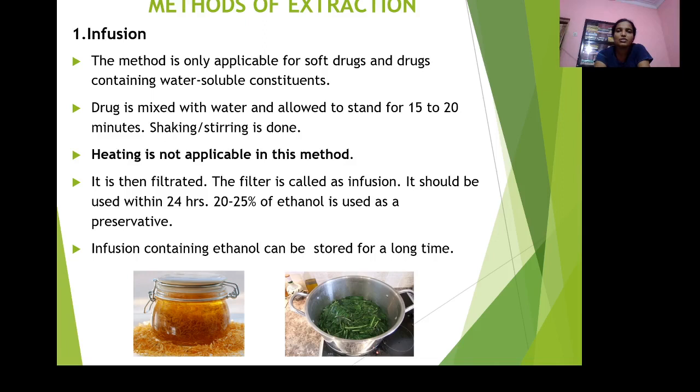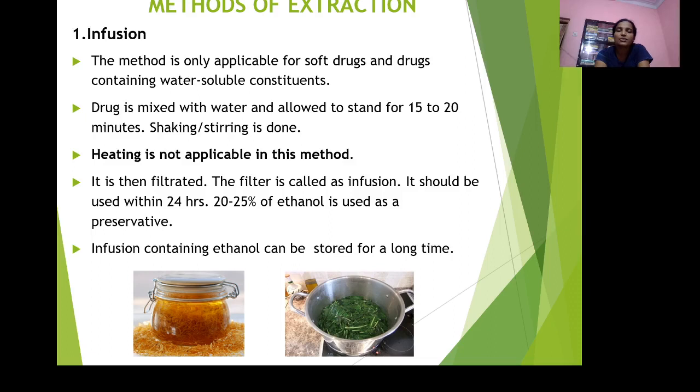Next are the methods of extraction. There are various methods of extraction, in which the first method is the infusion method. It is a traditional method, and in this method firstly the drug is mixed with water, then it is allowed to stand for 15 to 20 minutes.